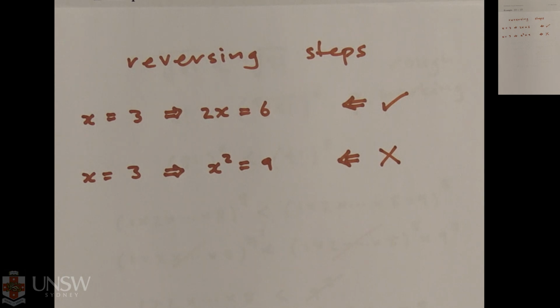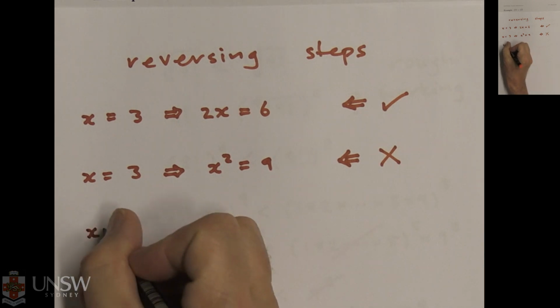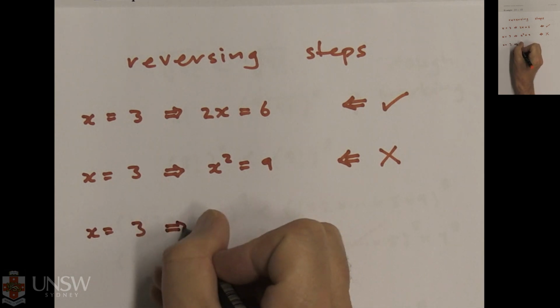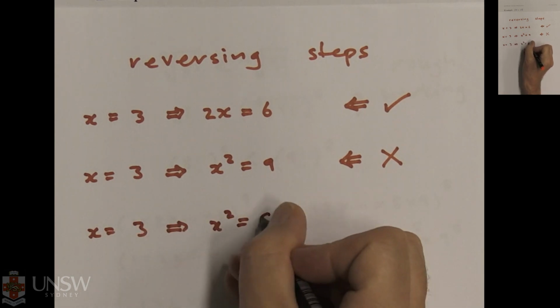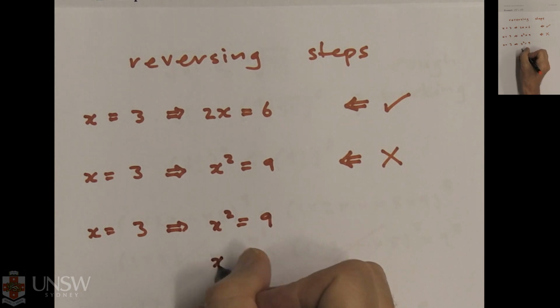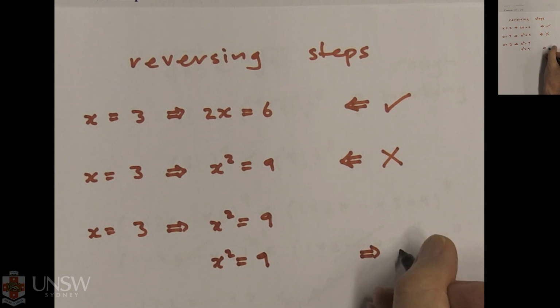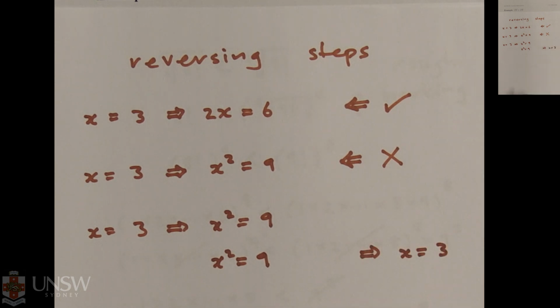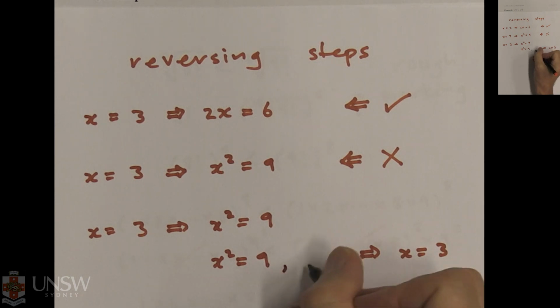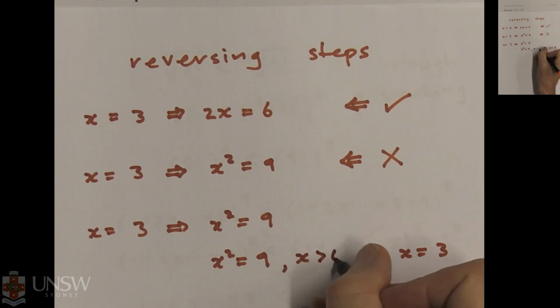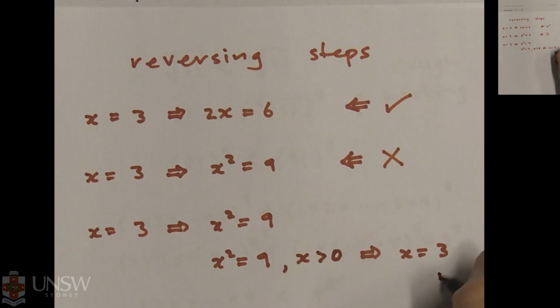However, there's nothing to say that our proof has to be our attempted rough working and nothing else. Suppose I had x equals 3 implies x squared equals 9 in my rough working, and in my proof I've got x squared equals 9, and I want to conclude that x equals 3. Now, it might be that there are other things I know about x. It might be that I can also prove that x is greater than 0. And in that case, this deduction here is correct.